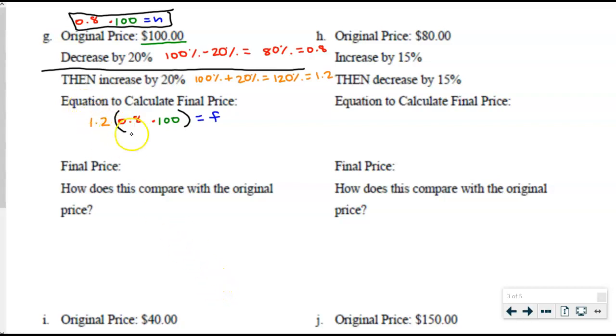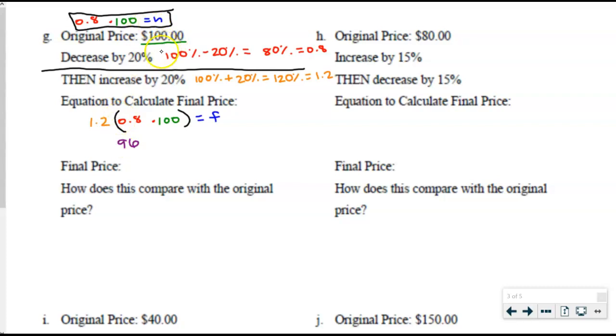So let's calculate this. What is 100 times 0.8? And what is 80 multiplied by 1.2? Talk with your groups. Do those calculations. Raise your hand when you know. Thank you. Oren, what'd you get? 96. Isn't that interesting? How many of you guys were expecting it to go back to 100?